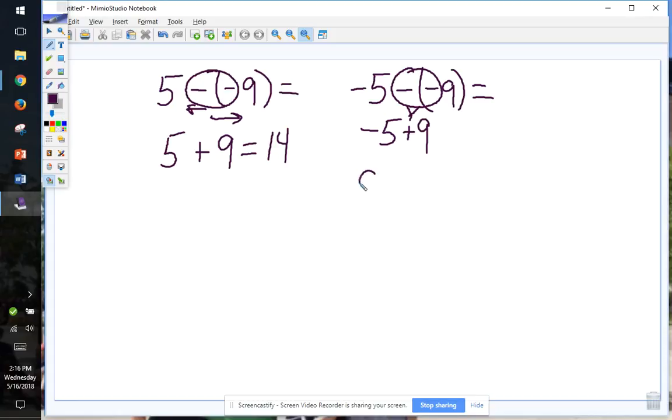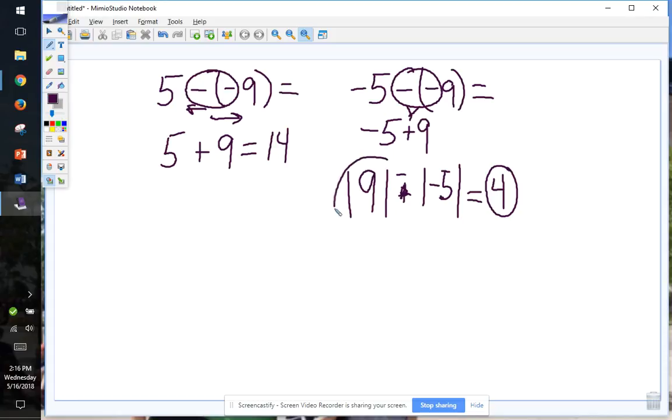So another way to think of that would be the absolute value of 9 minus the absolute value of negative 5. That would be 9 minus 5, because the absolute value of negative 5 is 5. That would be 4. And I'm going to keep it positive 4. And why is that? Because 9 has the greater absolute value. It's bigger. So that would equal 4, as would that.